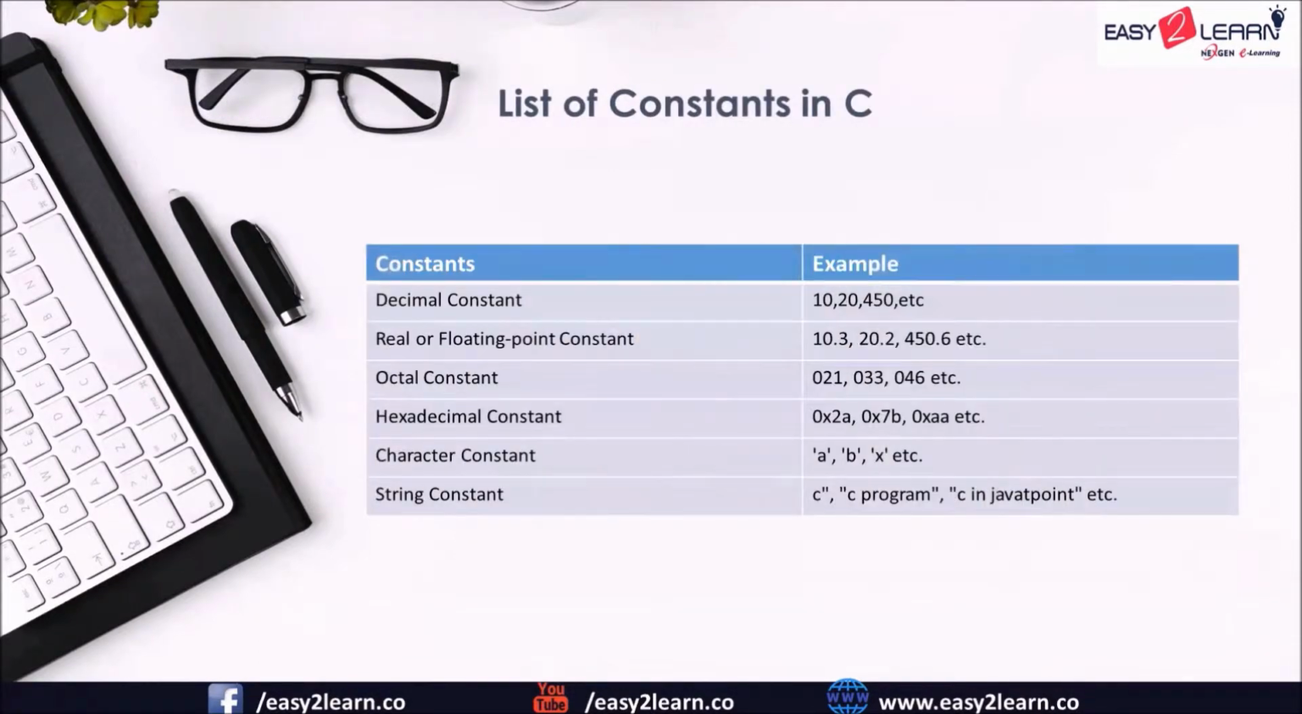List of constants in C. The following table shows us a list of constants along with some of the examples. We have decimal constants, real or floating point constants, octal constants, hexadecimal constants, character constants, and string constants.